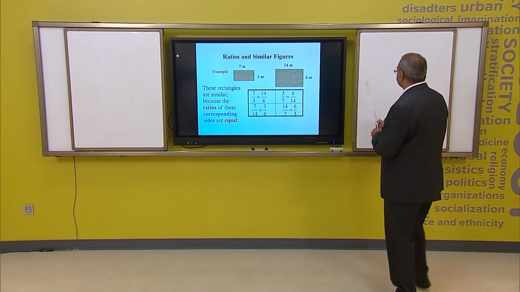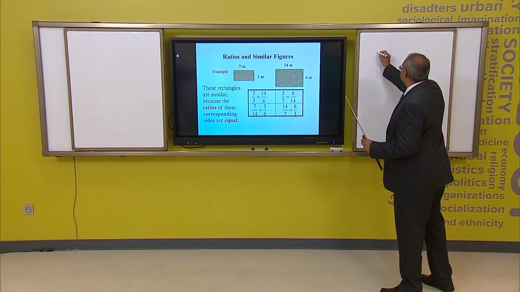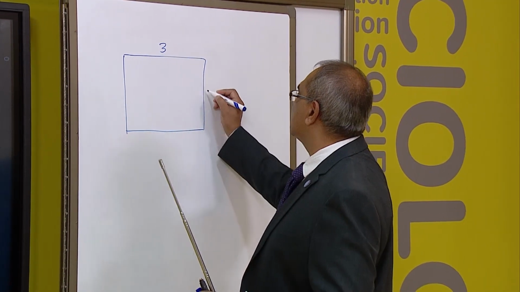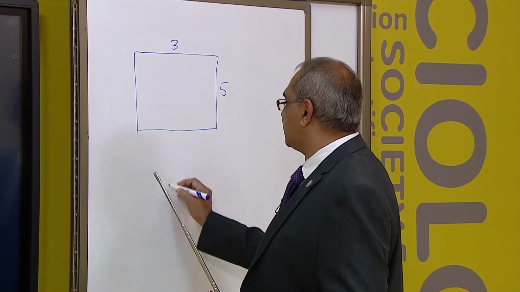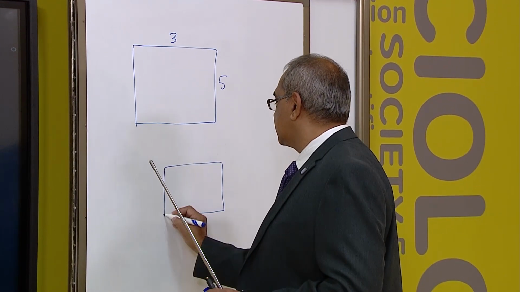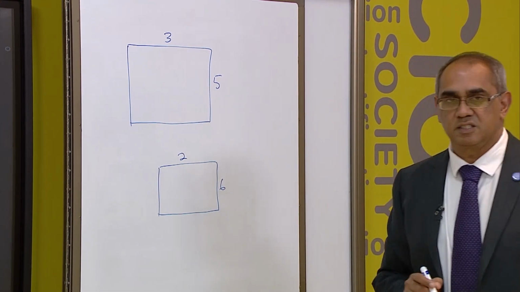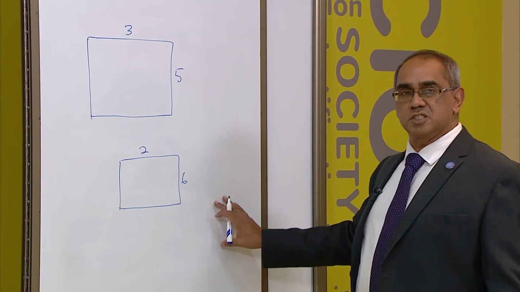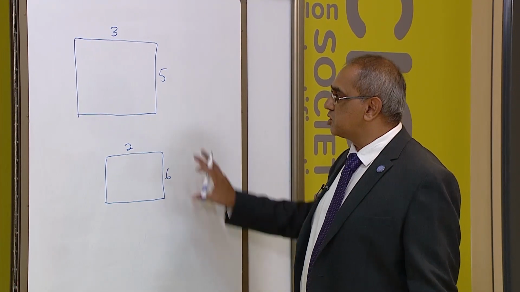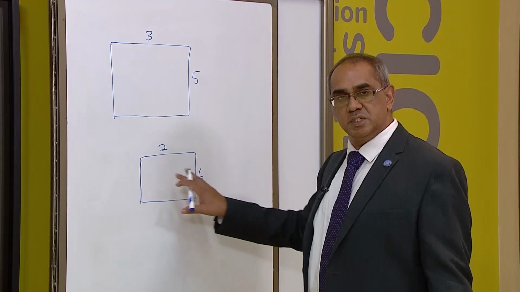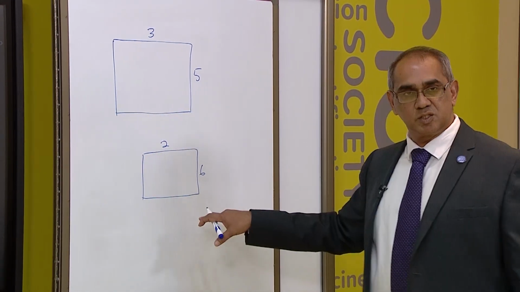Now there is another case which I just want to illustrate. Can I draw? Okay. If I have a rectangle, and let's say this side is 3 and this side is 5, and I have another rectangle, and this side is 2 and this side is 6. These two objects look similar, right? Because they are both rectangles. So all the angles are the same. The shape is the same. So we would say this is similar.